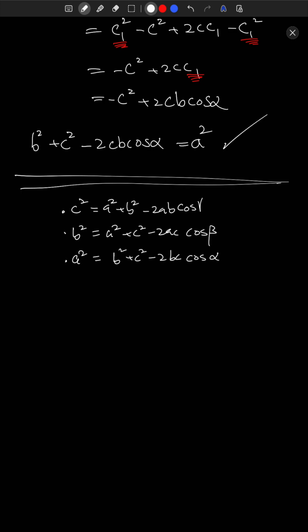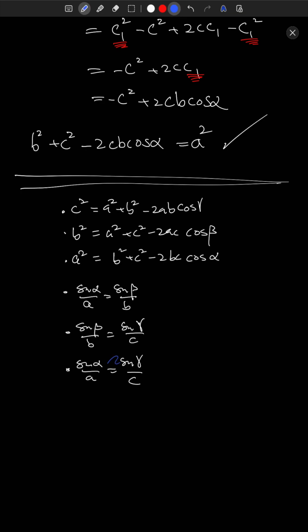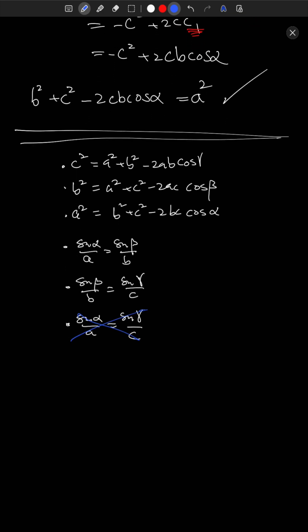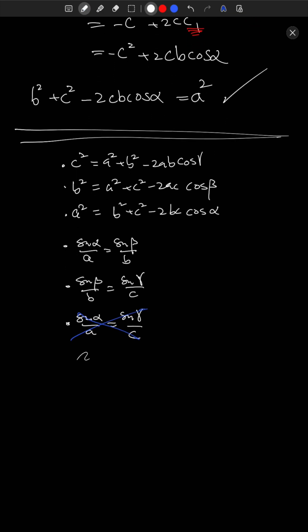But we also had the two laws of sines, right? We had sine of alpha over a equals sine of beta over b. We had sine of beta over b equals sine of gamma over c. And let me write down the third one, sine of alpha over a equals sine of gamma over c. But remember, that one actually comes directly from the other two, so in a way it's not independent. And we also have that alpha plus beta plus gamma is 180 degrees, right?